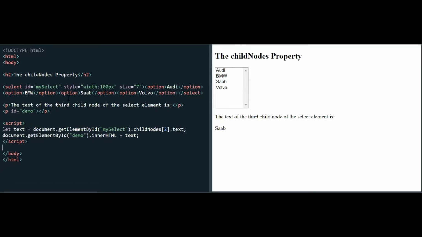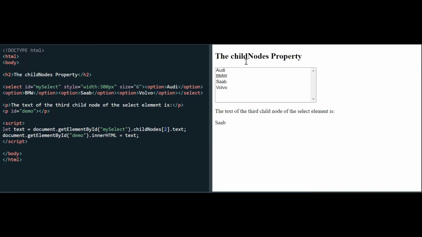This is an example wherein I'm having a select. Inside the select, this is the ID of the select, and then this is the style. I have given the width to be 100. If I give 300, you can see the width of the select will increase. And then I have given size equal to 7, meaning I want 7 elements to be shown here. If I make it 6, you can see that it will reduce, so it will have room for 6 elements.